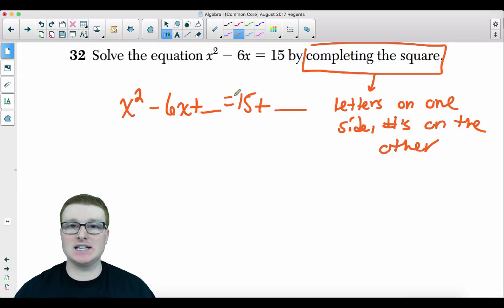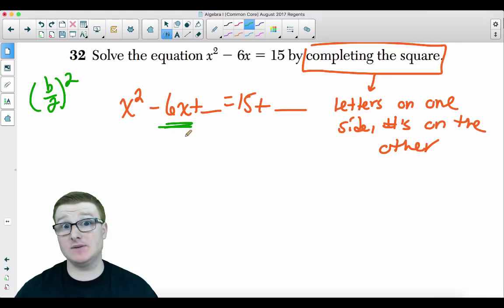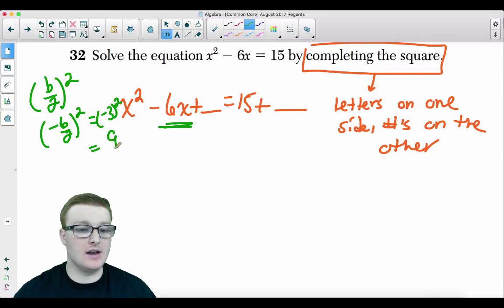We need to insert these blank spaces in order to acquire a perfect square trinomial. To get what's inside of this blank space here, we need to use the formula b divided by 2 squared. That means you take half the middle term, which is negative 6, and you square it. So we take negative 6 divided by 2, square it. We get negative 3 squared, which is the number 9. So we have 9 and 9.